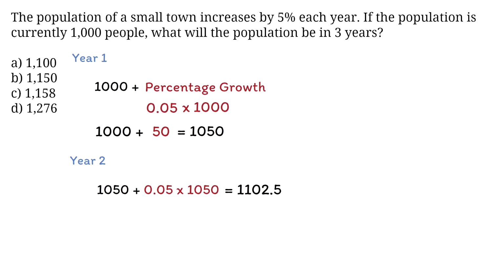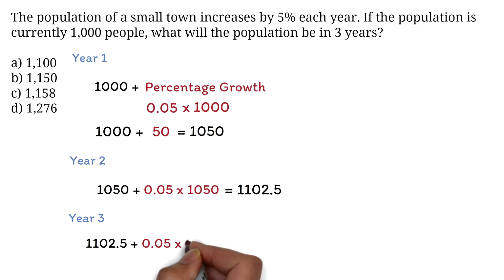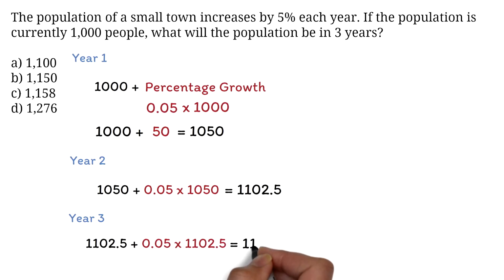When you're dealing with populations, normally you will have to round this up, but we will leave it, since we are not concerned about year 2. For year 3, we have 1,102.5 plus 0.05 times 1,102.5. This will give us 1,157.625. Rounding this up, we have 1,158.